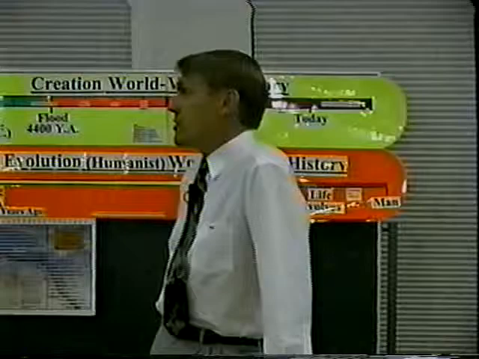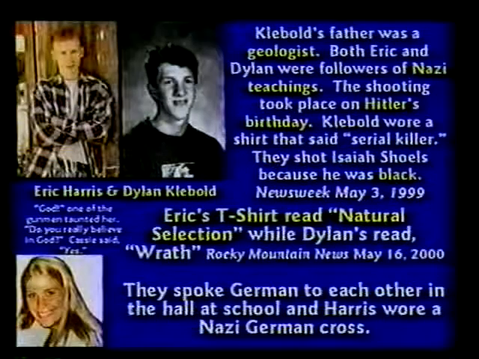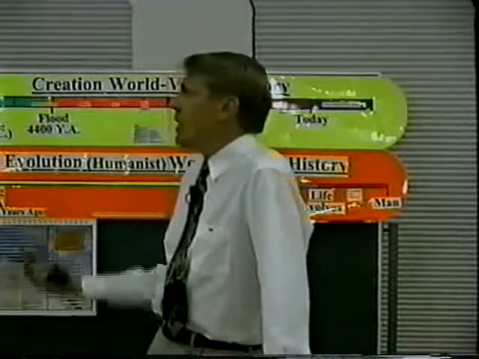The kids that did the shooting were strong believers in evolution, by the way. Eric Harris and Dylan Klebold are the ones that went around and shot everybody. Klebold's father was a geologist. I suspect he believed in evolution, because most geologists believe the Earth is billions of years old. They believe the geologic column, which is a bunch of baloney. We covered that earlier. So I suspect this had a strong influence on Klebold, on Dylan.